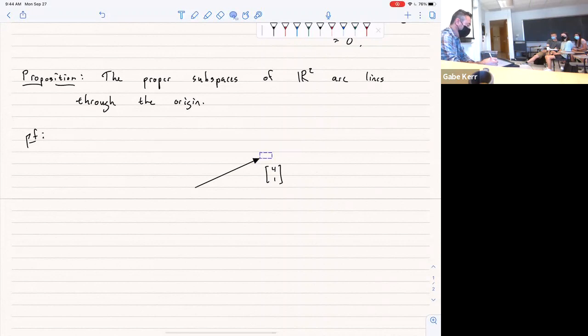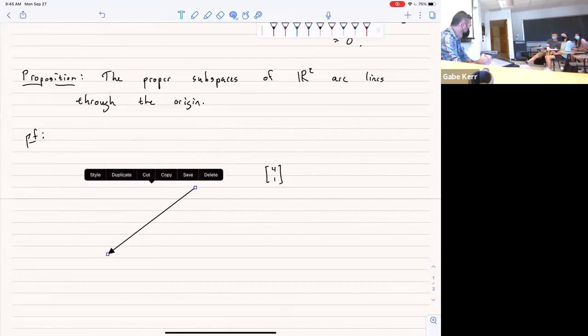So I'm allowed to make it longer when I scale. I'm allowed to make it longer. I'm allowed to make it shorter. Yep, I can go the other direction. Now, if I take all of those values and I just do whatever I want with them, what am I tracing out? A line, right, through the origin.